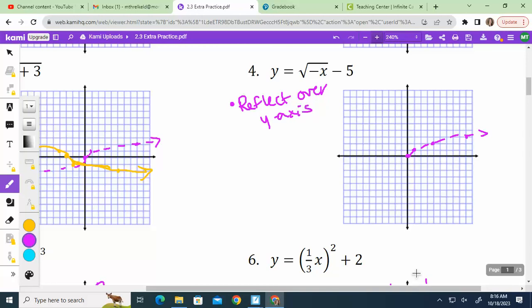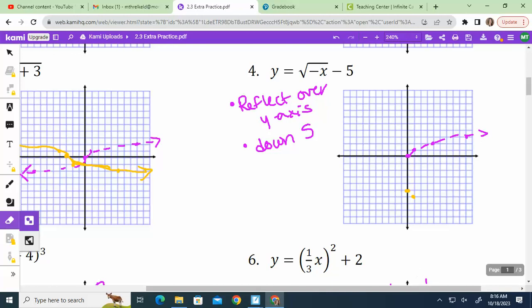What does the minus 5 do? Alright, so 0, 0, if you flip it, it doesn't go anywhere. Down 5. 1, 1, if you flip it, goes to 1, negative 1. And then down 5. Alright, 4, 2 will go to 4, negative, whoops. I'm flipping over my x, aren't I? I wrote down y and then I flipped over my x.